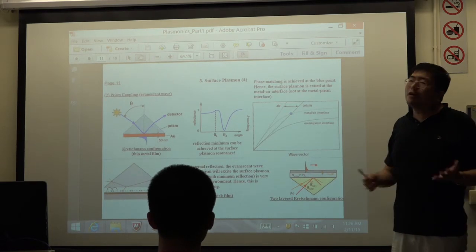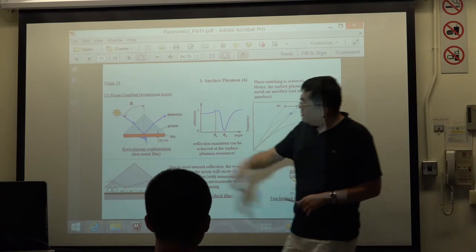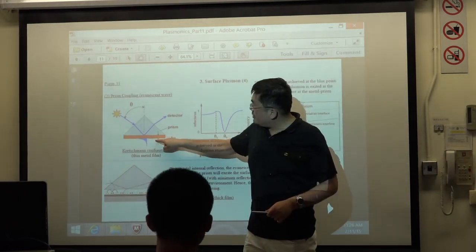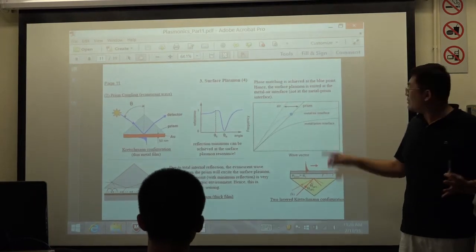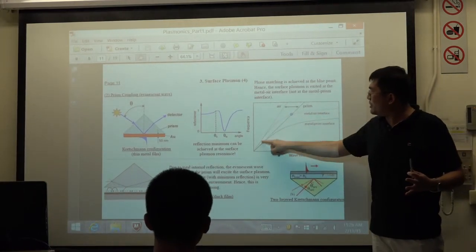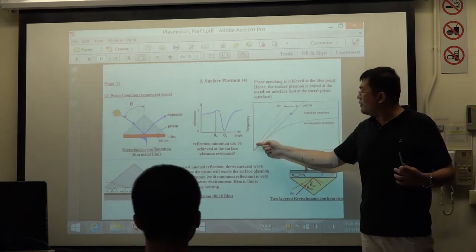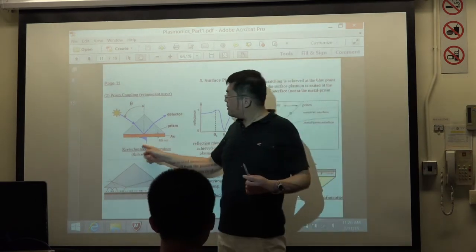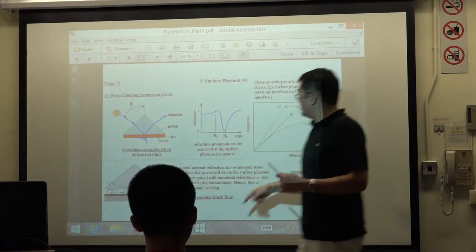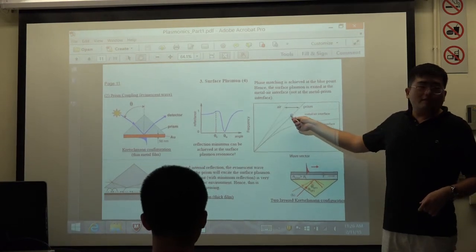Okay, for the metal, epsilon 2 does not change, but epsilon 1 does. This is a prism interface, and this is an air interface. So there's a different dispersion relation for the surface plasmon. This is the air line, for the air region. And this is the prism region.